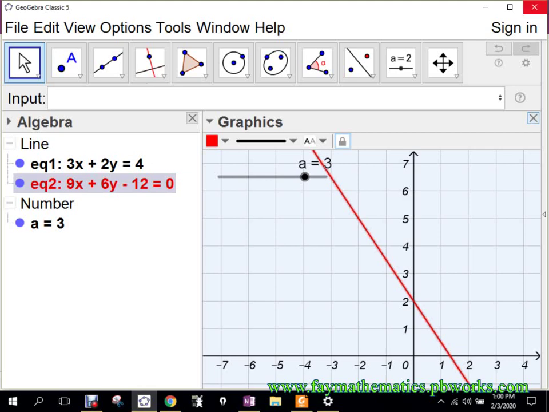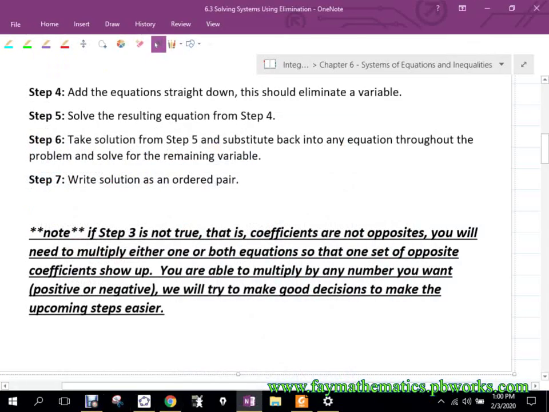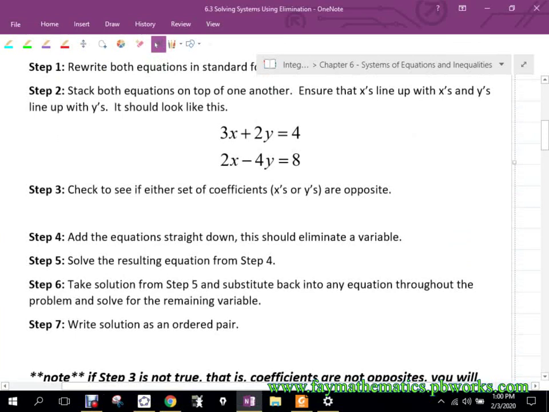Okay? Now here's my next question. This might not be as easy to see, but let's say I start with 3x plus 2y equals 4. Give me a number. 4? Okay, so I want to add 4 here, and I want to add 4 there. Is that something you're allowed to do? Yeah, because I did it to both sides, right?